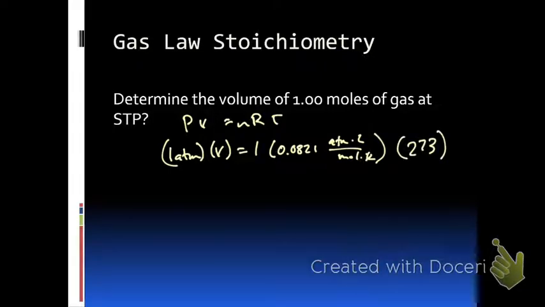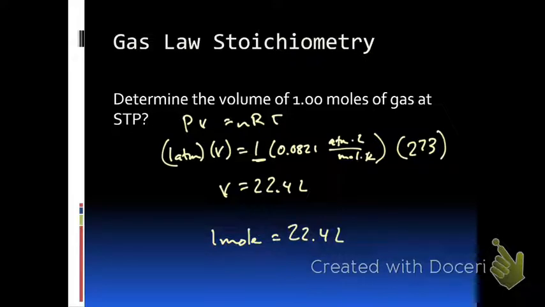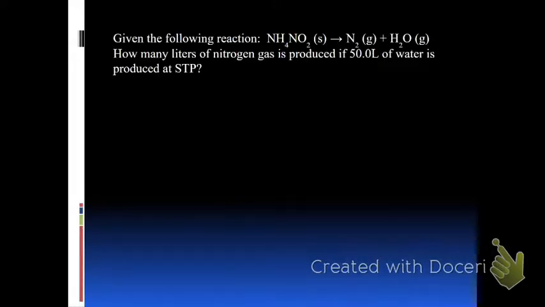So if we solve this, the volume you should get is about 22.4 liters. So that means 1 mole at STP is 22.4 liters. Hopefully that ratio is familiar to you. And this only applies at STP. So we can use this in stoichiometry problems. So let's look at the next one.